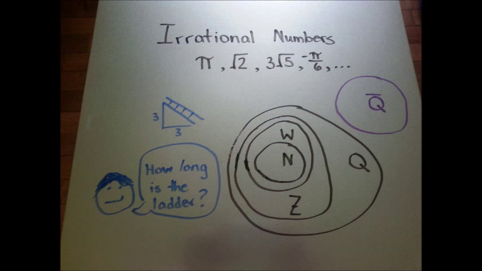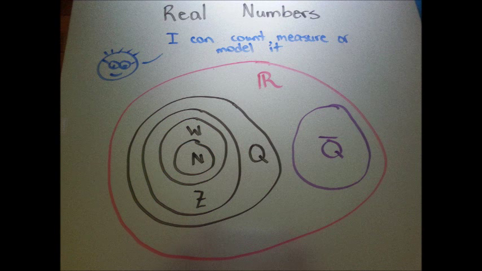The natural numbers are part of the whole numbers. The integers include the whole numbers and the natural numbers. The rational numbers include the integers, but irrational numbers are off by themselves. The last number set we'll talk about in Math 10 is the real numbers. The real numbers include everything we've talked about so far.